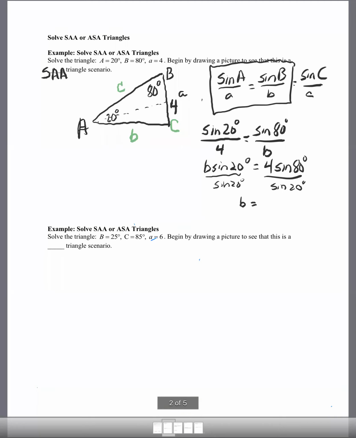So in this case right here, if you'll type into your calculator what this value would be, we're going to look for 4, make sure you're in degrees, 4 sine of 80 degrees, and then we're going to divide that by the sine of 20 degrees. And we should get some value like 11.52. That's rounded. Okay, 11.52. So here's one of the unknowns that we were asked to find. There's the value for B.